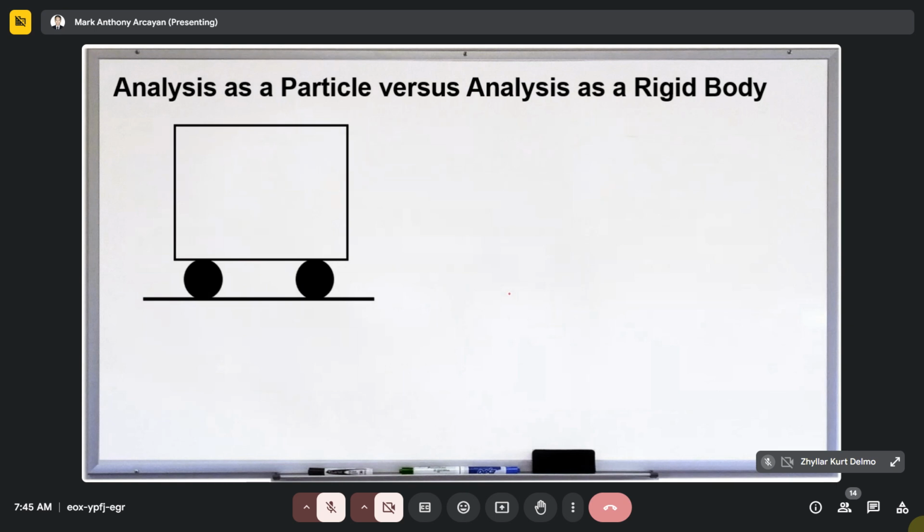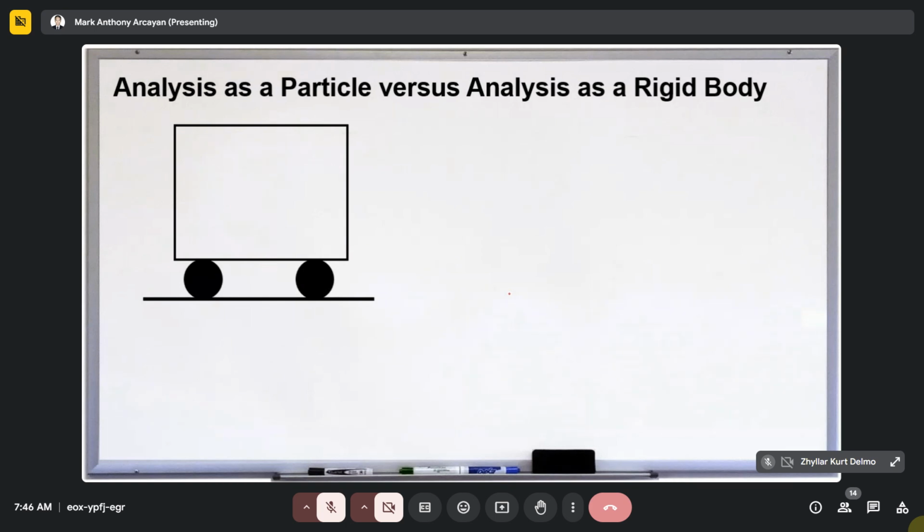Okay. With that, we need to analyze a rigid body, and the main question is how. Does it have the same procedure as analysis of a particle? Probably, but there are some specific concepts or conditions that we want to follow, which are only specific for analysis as a rigid body. And let's explore this one here in the slide.